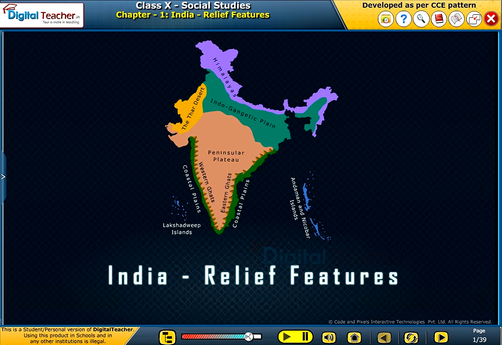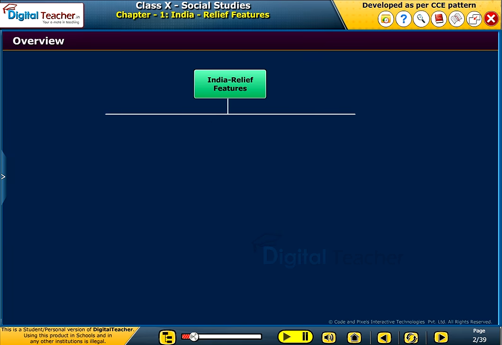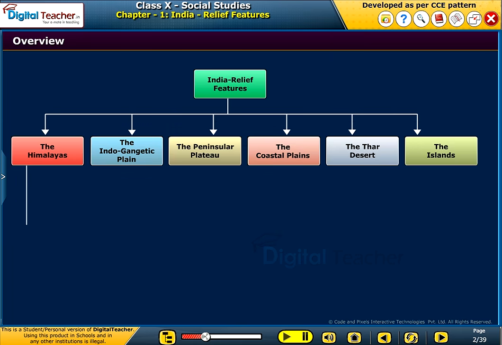The chapter India Relief Features. This slide presents the overview of the chapter.